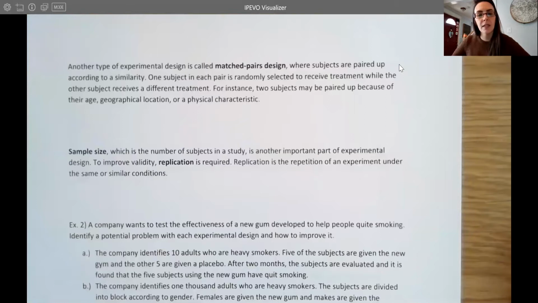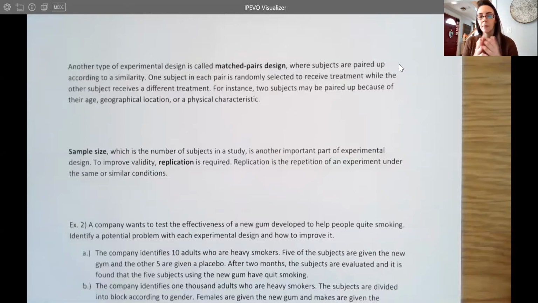Another type of experimental design, which is a similar idea, is called matched pair design. So that's when you pair up subjects according to similarity, and then you put one subject in the treatment group and one subject in the control group. It's sort of like the idea of twinning. So it's almost like you want to make twins. So if you have 100 people who are going to be part of your experiment, I'm just using small numbers here, you would kind of find people who are similar, right?